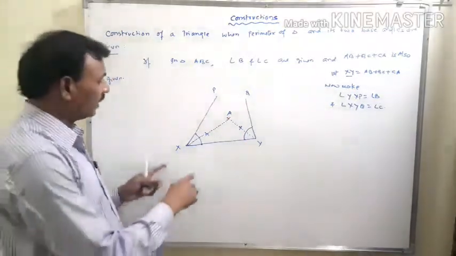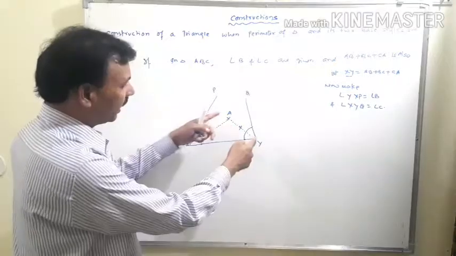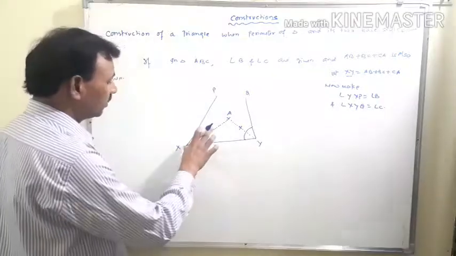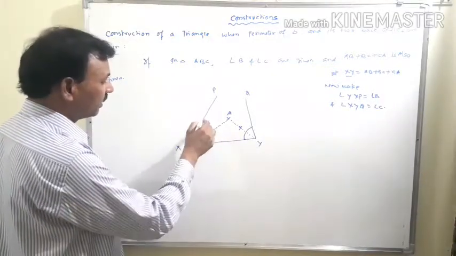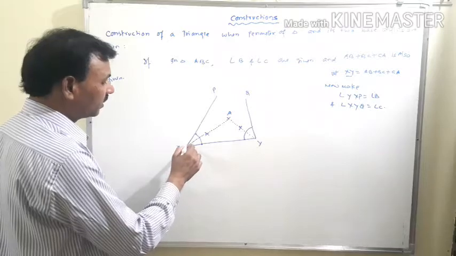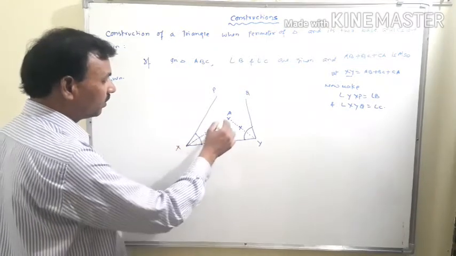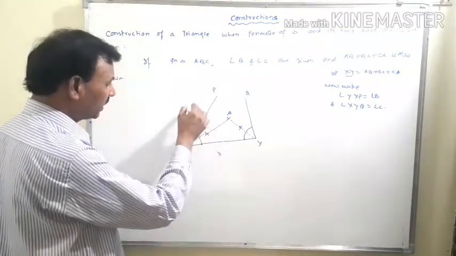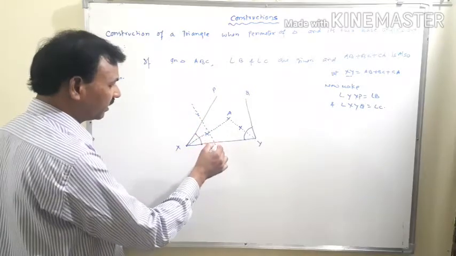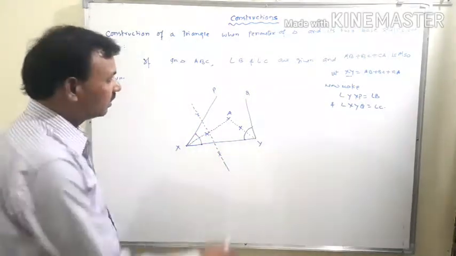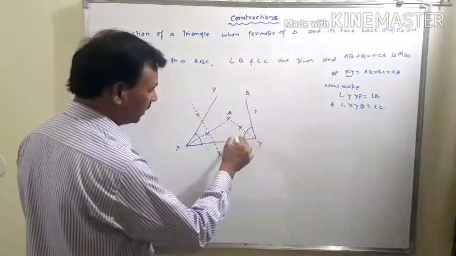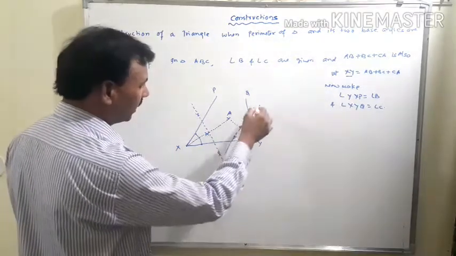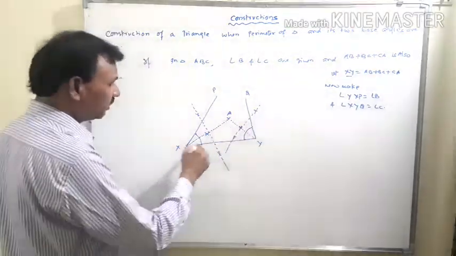Now again draw the perpendicular bisector of AX and AY. So draw the perpendicular bisector of AX. Take a radius more than half of AX and AY and cut two arcs. We already discussed how to draw the perpendicular bisector of any line in the previous video, and similarly this is the bisector of AY.